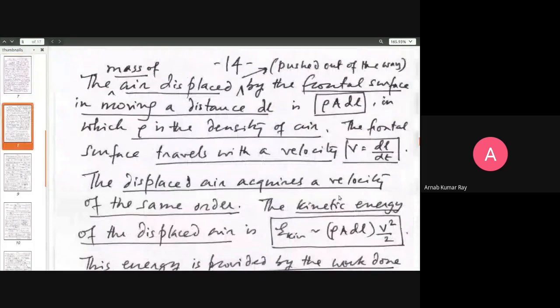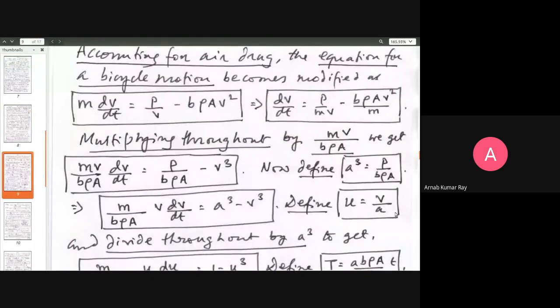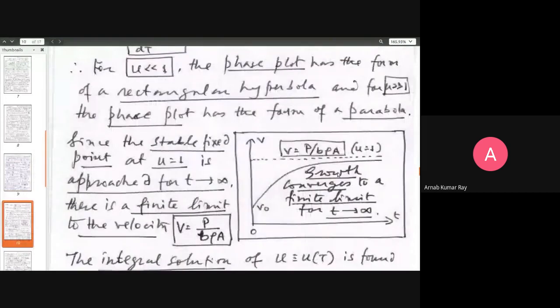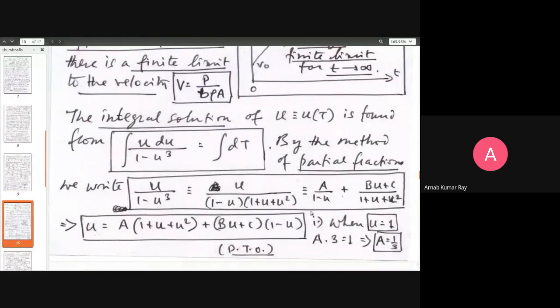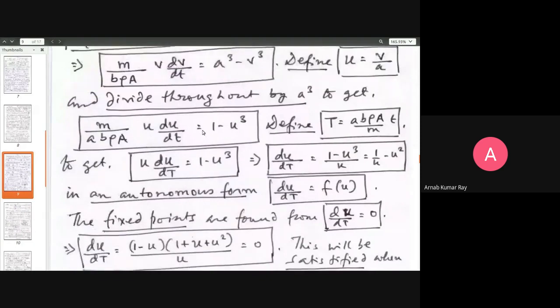First, you'll have to get u as a function of t, and then you'll have to go back to your old variables following these definitions, and you should be able to write v as a function of t. If you can write u as a function of capital T, but you can't. So basically, this entire integral process doesn't give you any more information than what you have been able to achieve by this simple phase plot analysis, right?